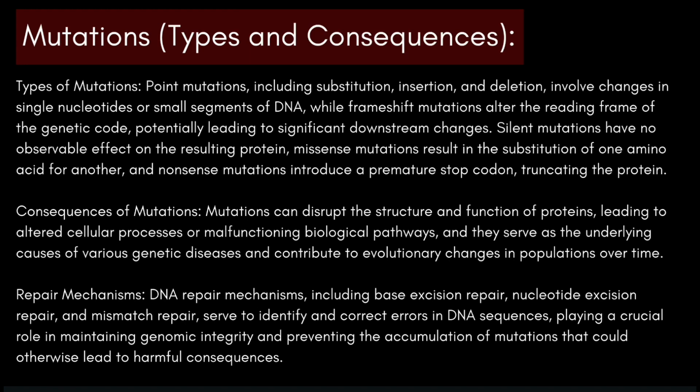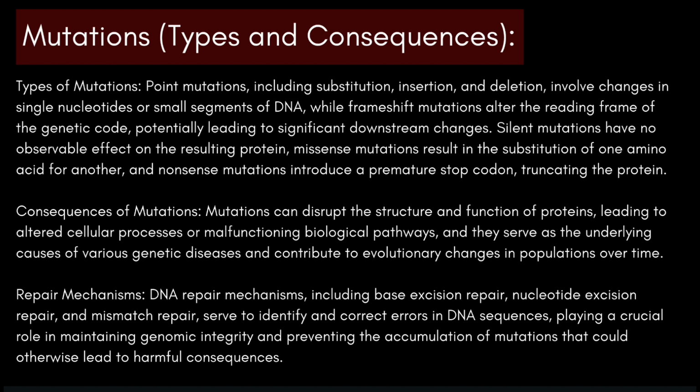Mutations, types and consequences. There are multiple types of mutations. There are point mutations, which include substitution, insertion, and deletion, which involve a change in single nucleotides or small segments of DNA, while frameshift mutations alter the reading frame of the genetic code, potentially leading to significant downstream changes. Silent mutations have no observable effect on the resulting protein. Missense mutations result in the substitution of one amino acid for another, and nonsense mutations introduce a premature stop codon, which shortens the protein. Truncating just means shortens.